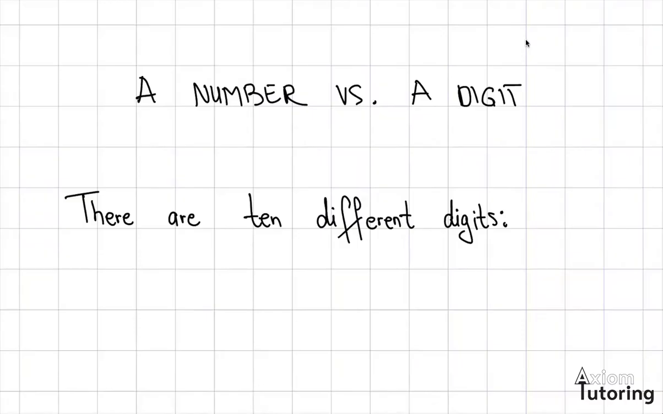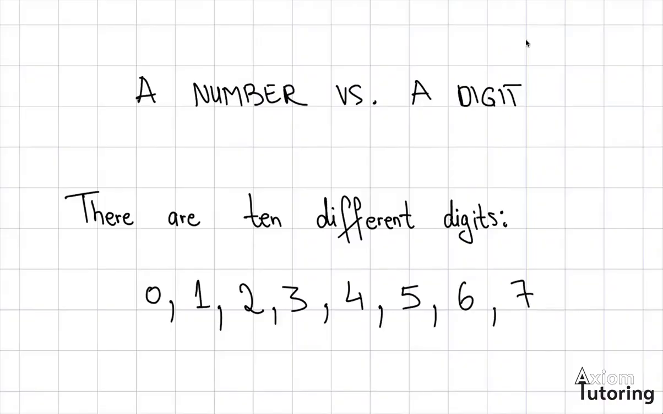Okay, we begin with 0. That's the first digit, and then 1, and then 2, and then 3, 4, 5, 6, 7, 8, and the last one, I know you guessed it, it's 9. That's it, just 10 digits.